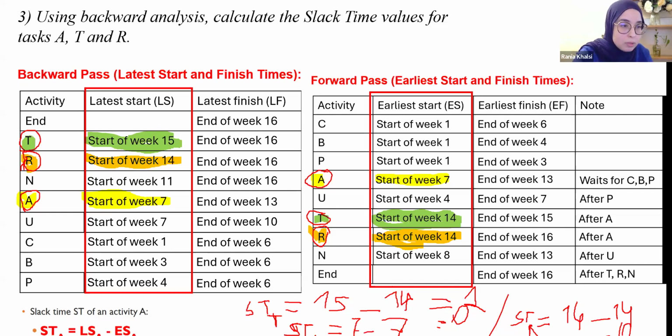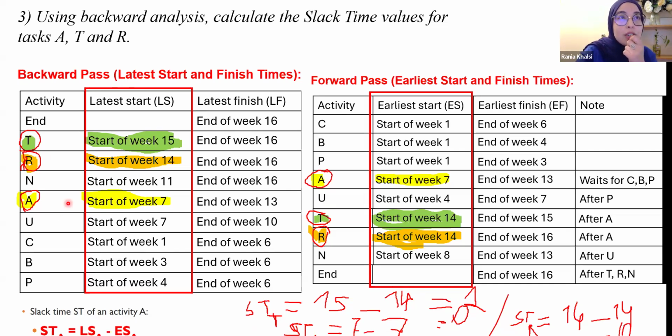So I wish there is no mistakes. So just let's double check things. For slack time for T, which is this one, is the latest start for T, 15, minus the earliest start for T, which is 14, which is equal to 1. Good.